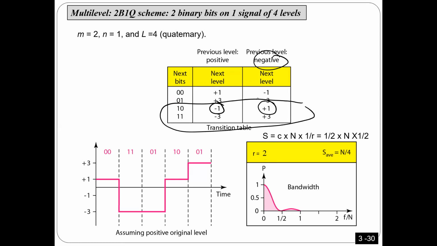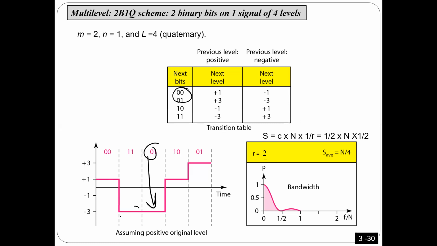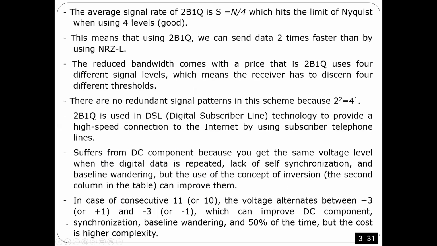Positive, make it negative. But these two are going to keep the polarity. So the first two here are going to keep the polarity. For example, if you look at 0 1 here, this one was negative, so I'm going to keep it negative. But the other two here are going to induce a transition.